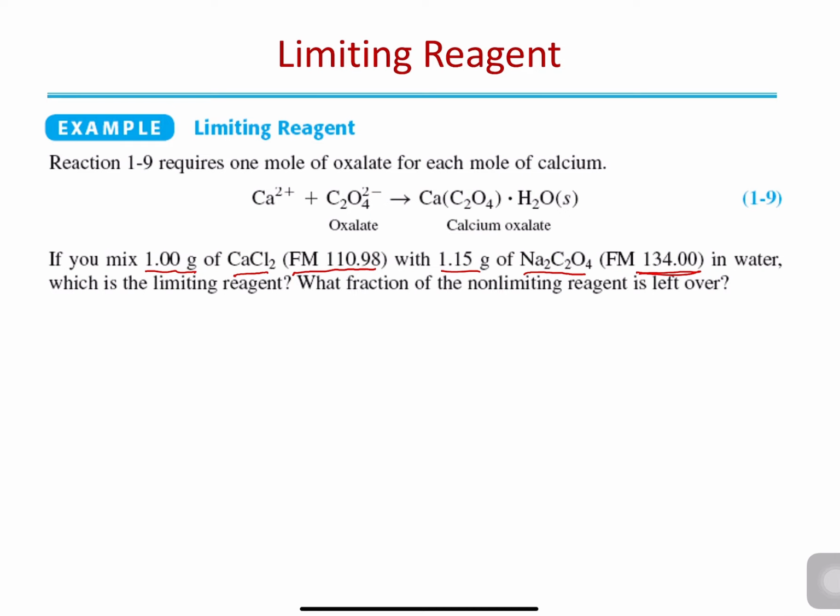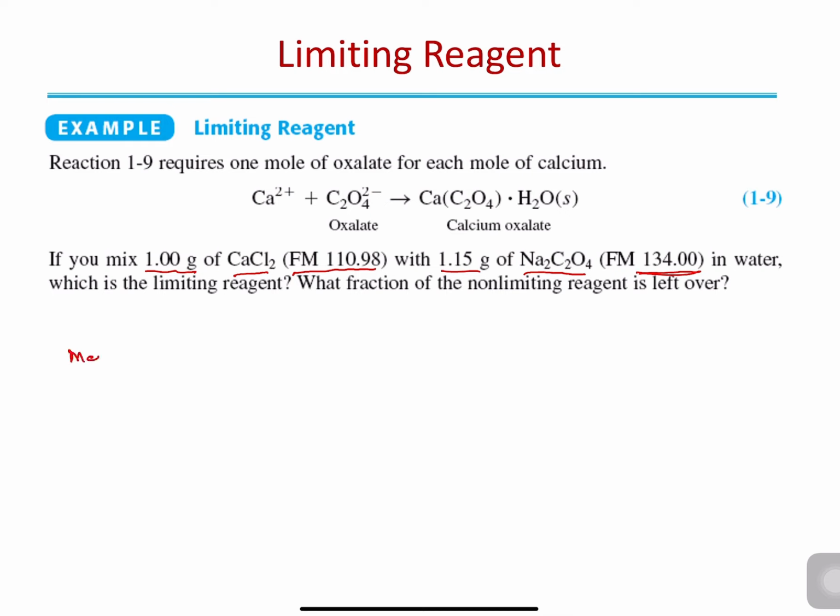What is the limiting reagent here? Which one will be the limiting reagent? Will it be calcium chloride or sodium oxalate? And the other part of the question asks you what fraction of the non-limiting reagent is left over. The first thing we need to do now is to calculate how many moles of calcium chloride are there in 1 gram and how many moles of sodium oxalate are there in 1.15 grams.